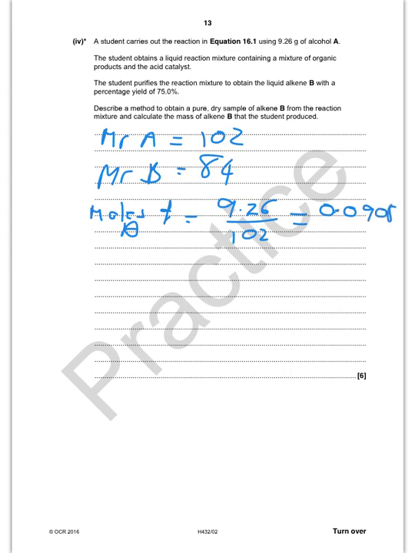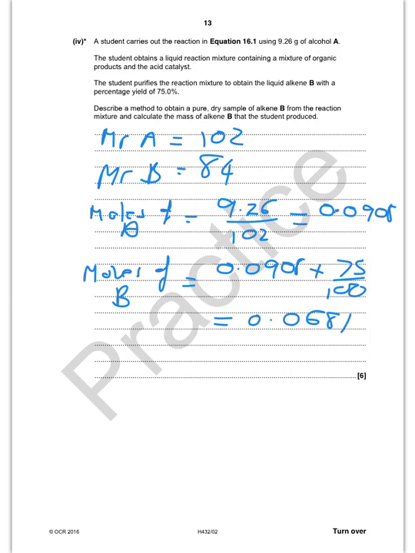0.0908 moles. Okay, but remember we only got 75% yield. So we're not going to get that number of moles of B. So moles of B that we're going to produce is going to be 0.0908 times 75 over 100, which is going to equal 0.0681. And therefore, if you take that and times it by the molar mass of B, which is 84, you will find that you will get 5.72 grams of my alkene.